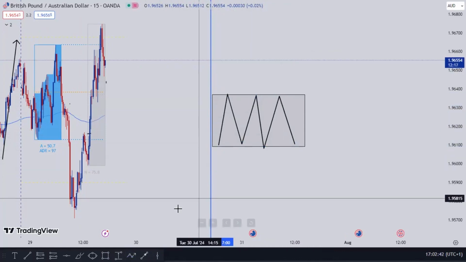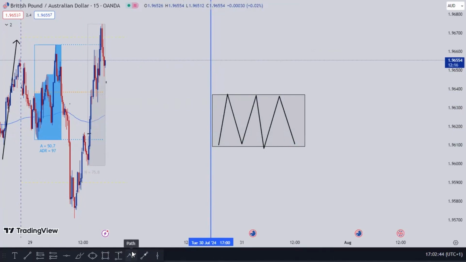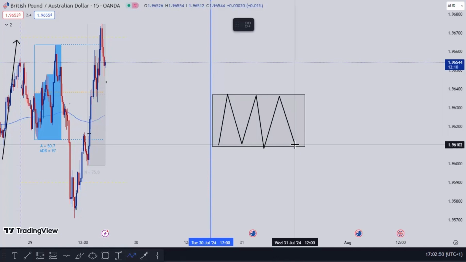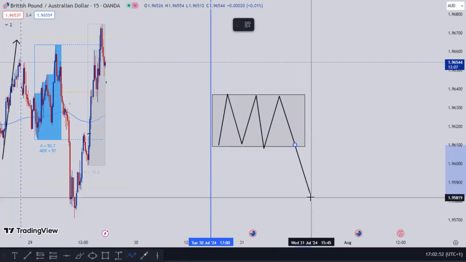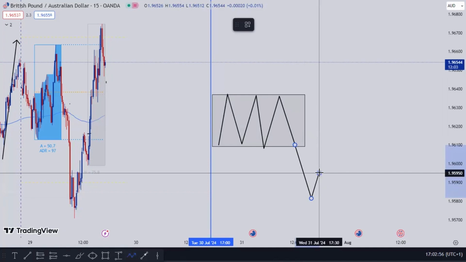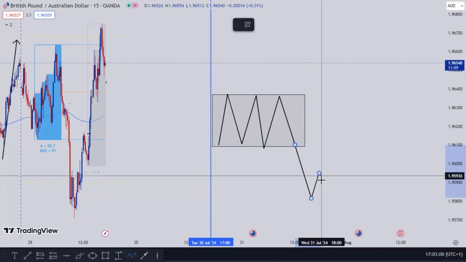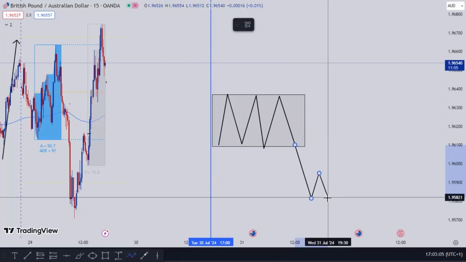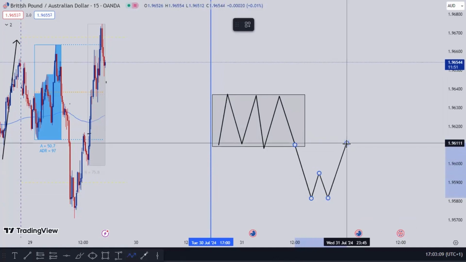Now, after this consolidation, what usually occurs is a breakout. I'm going to explain the reason for this consolidation in a second. A breakout usually occurs either to the downside or to the top side. After this breakout, they pull back. And after they pull back, not always, but 90% of the time, they come back to test this low and then reverse off of this low.